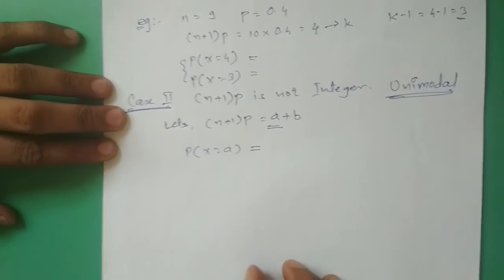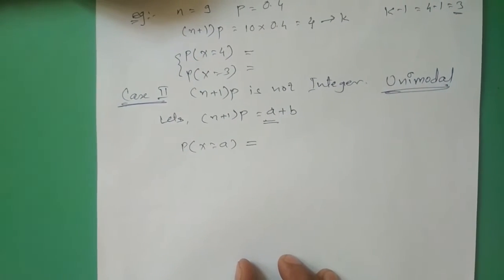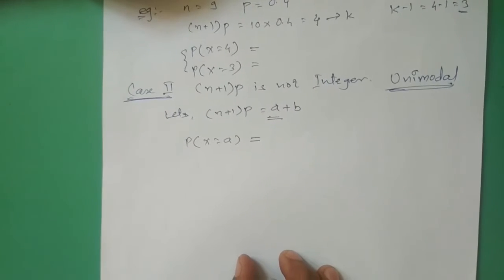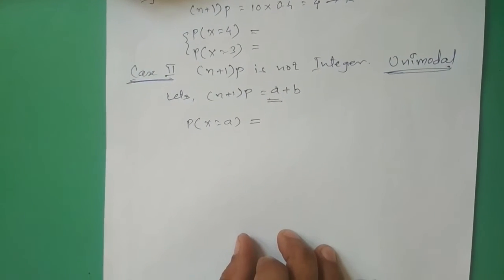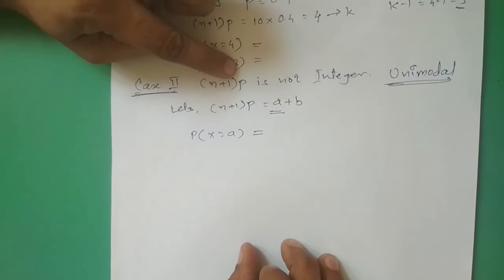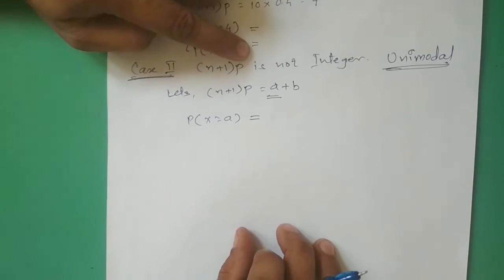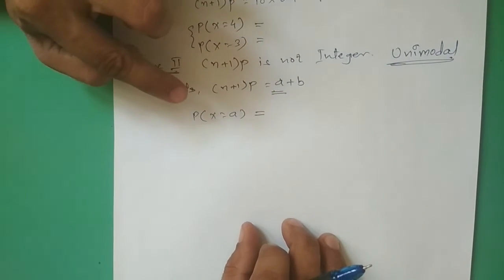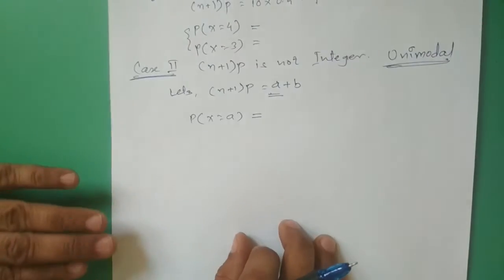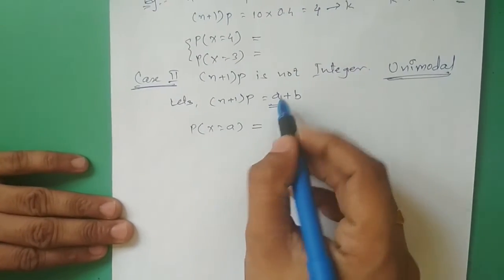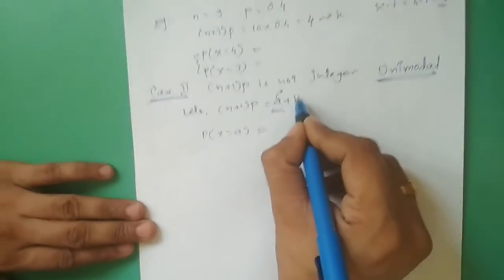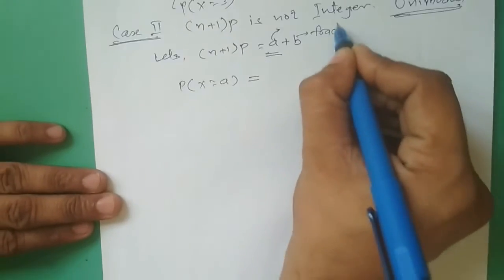Okay, so when (n+1)p is an integer, then it's bimodal, meaning there are two different values where you will get a maximum probability. And when (n+1)p is not an integer, it's always unimodal, and you will get a maximum value at the integral part. This a is the integral part, and b is the fractional part.